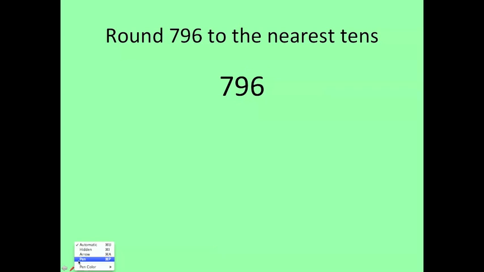Next example, if we want to round 796 to the nearest tens place. This one's a little bit different. Again, we have our ones place, tens place. So we're rounding this number. We look to the number to the right, and it is 5 or above. So therefore, this 9 becomes a 10.